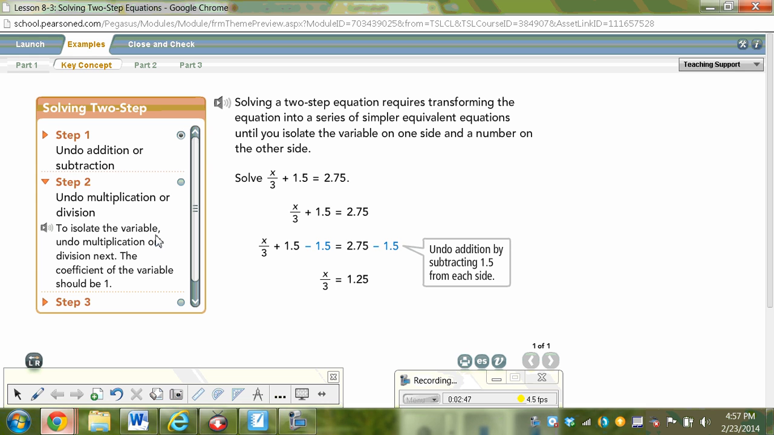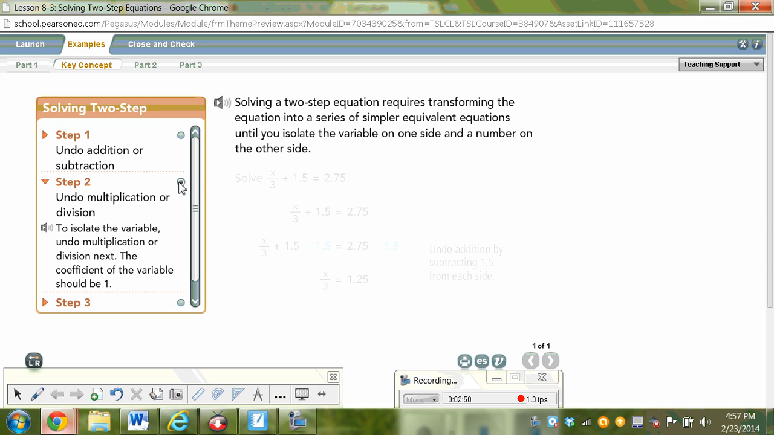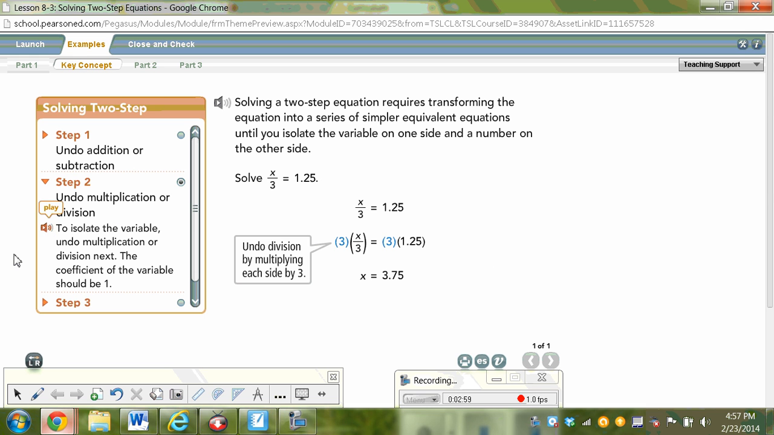Okay. Step 2. You are undoing multiplication or division. Think about the order of operations. The order of operations says subtraction and addition are your last steps. We're undoing it, so that would be our fourth step. Then our next step would be the multiplication or division. So we look and we say, oh, we have x divided by 3. What is the inverse operation of division? Multiplication. Remember, inverse just means opposite, how to undo. So we're going to multiply by 3 to undo the division.